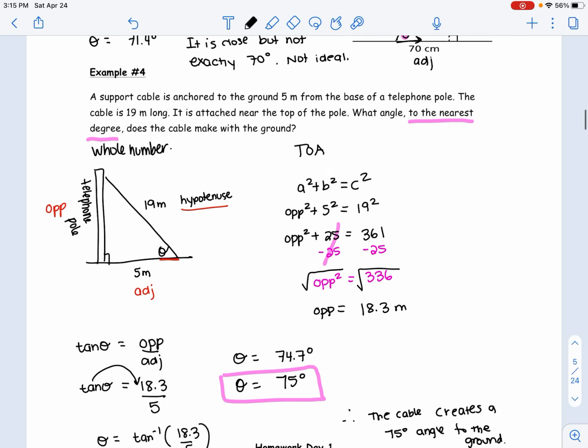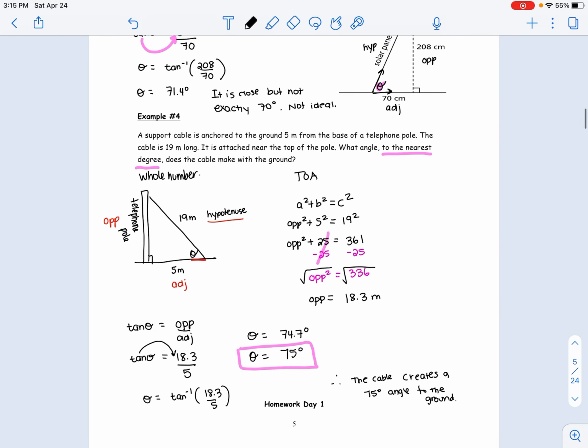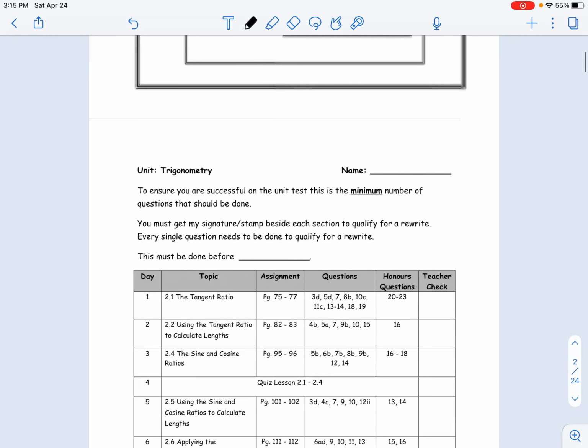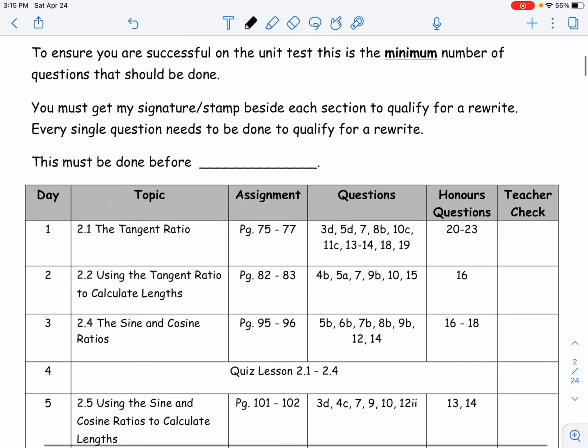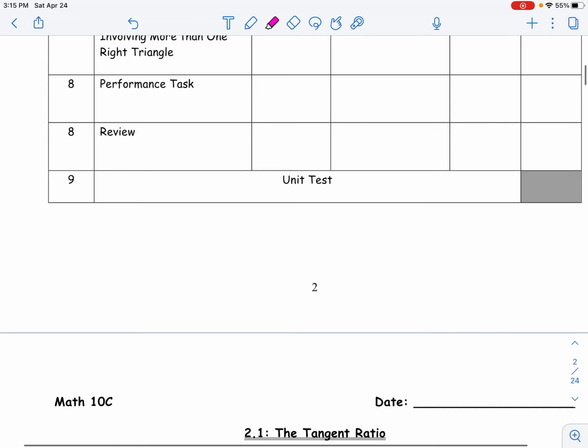Okay, so that's it for our example number 4. So what you need to be able to do is write the ratio and then use the ratio to solve for an angle by always doing tan inverse. So don't forget to use tan inverse if you're trying to solve for the angle. So examples that you can practice right now to get this idea in your head is on pages 75 to 77 in your textbook, day 1, and these are the questions that you can try to make sure that you understand these. So these are good ones to practice.